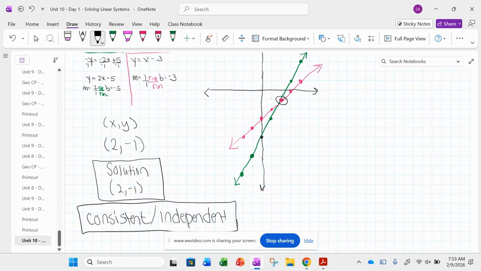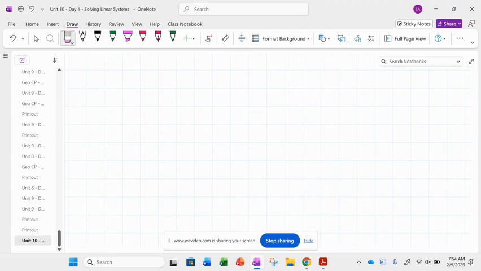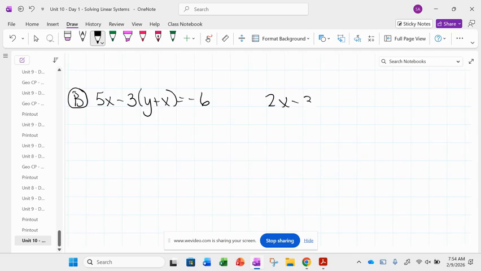Okay, guys, I want you guys to try. Actually, we'll do this next one together still. So we're going to do the same thing. We're going to find the solution by graphing. So we have 5x minus 3 times the quantity of y plus x equals -6. And then 2x minus 3y equals 3.